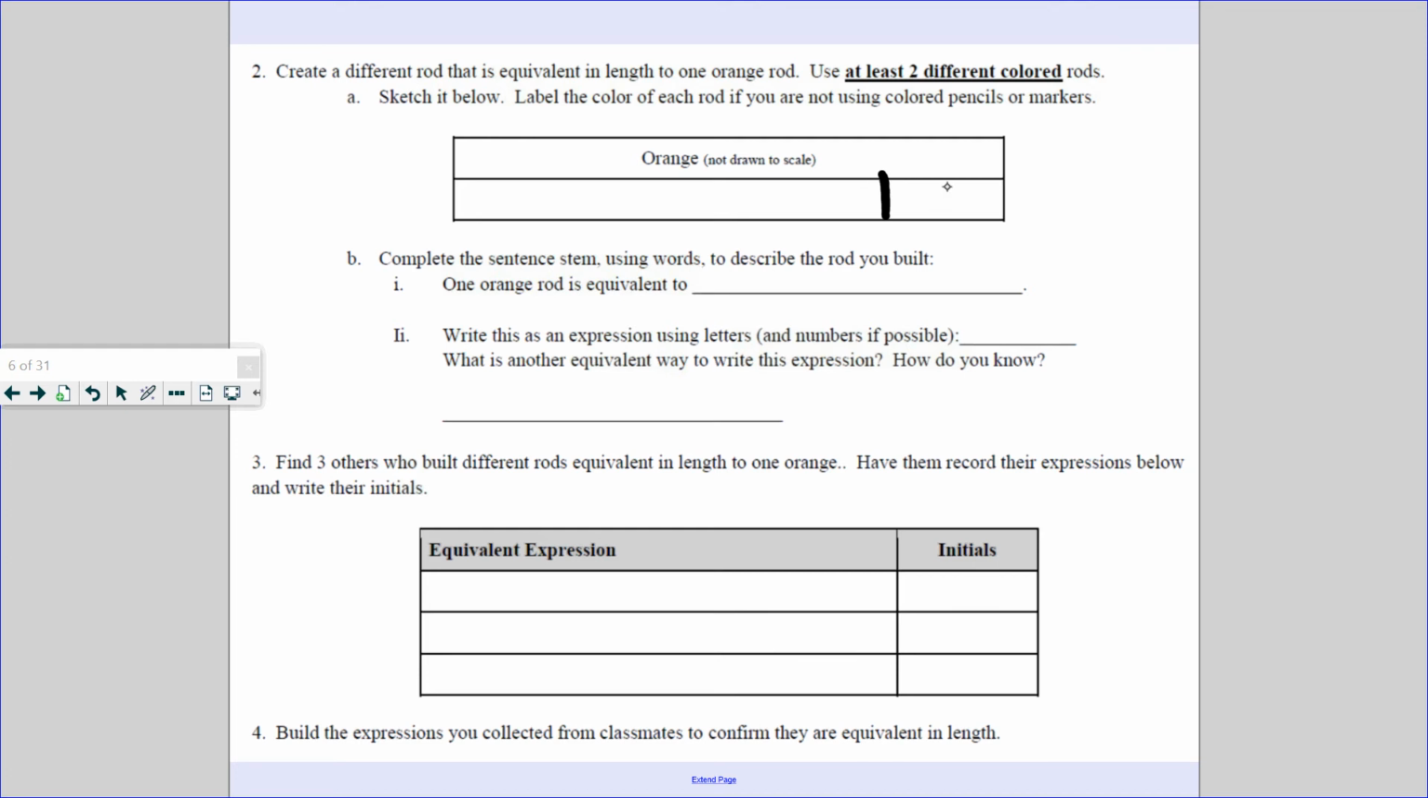So I use brown. I use white, white. Now, complete the sentence stem using words. Describe the rod you built. 1 orange rod is equivalent to 1 brown and 2 whites. Now write this as an expression using letters and numbers if possible.